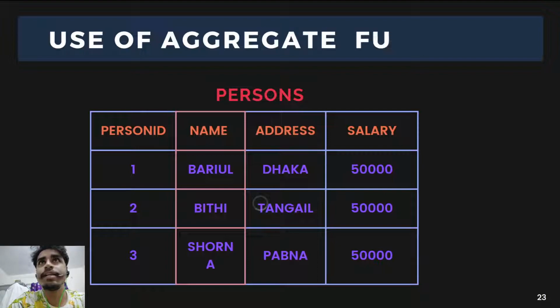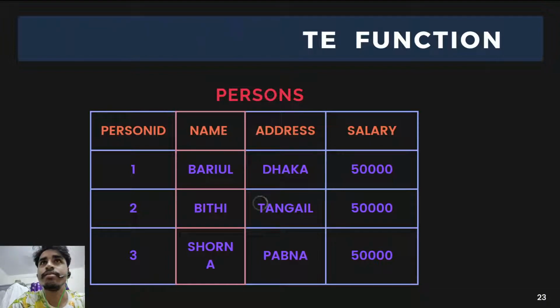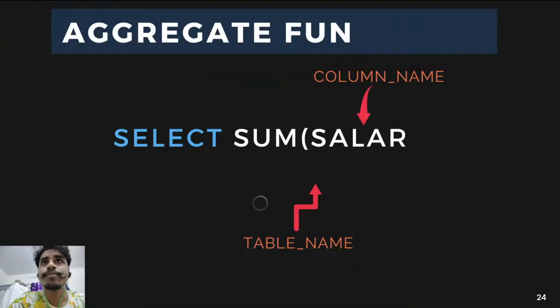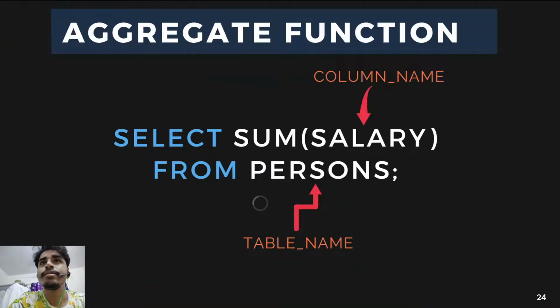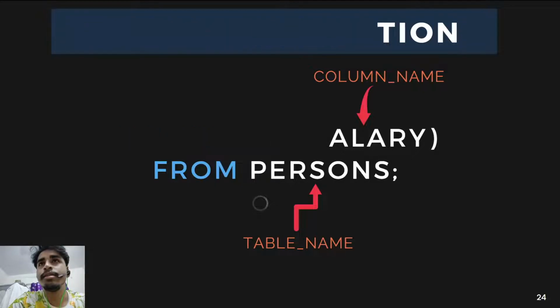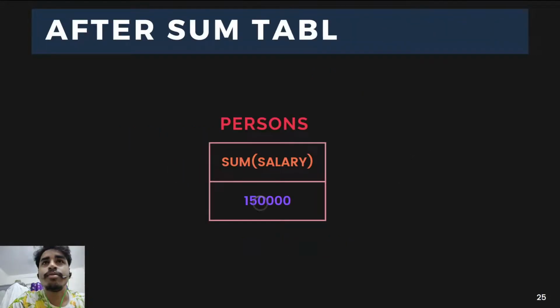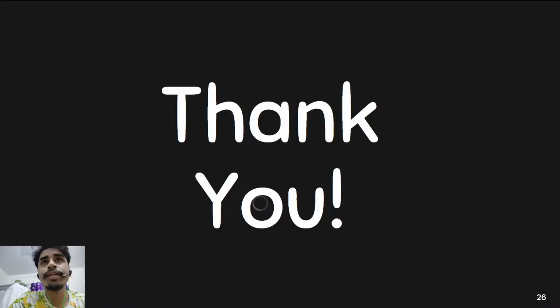Use of aggregate functions. We know there are four aggregate functions: sum, count, minimum, maximum. We are going to see the sum of salary. So let's see the syntax. This is the syntax. After running that syntax on the previous table, the output will be shown this way.